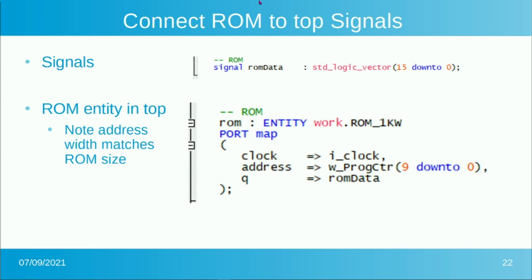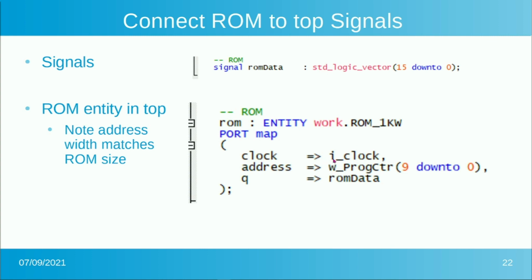So let's connect that to what we have done so far. In fact, we're almost already there with what we have. We have to only add one signal, which is the ROM data, and that's the instruction that's actually running at the moment. And it's a standard logic vector, 16 bits wide like we've done before. The ROM entity in the top is going to be defined as on the previous slide.